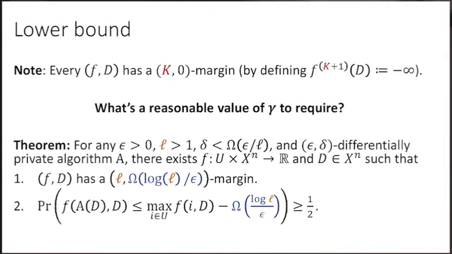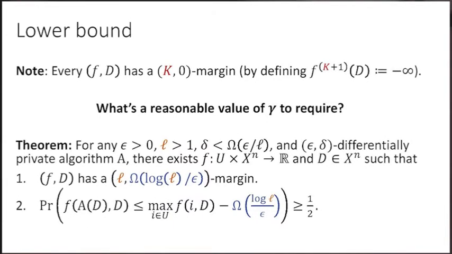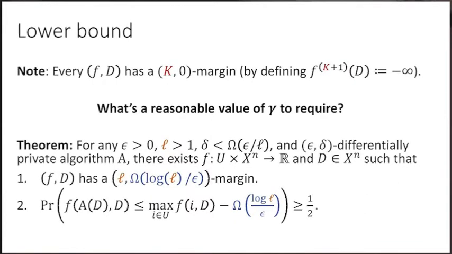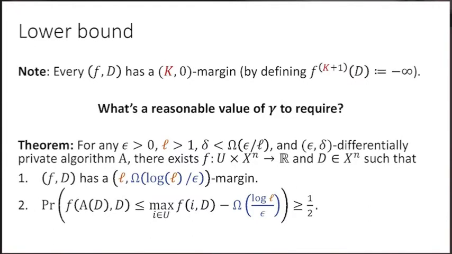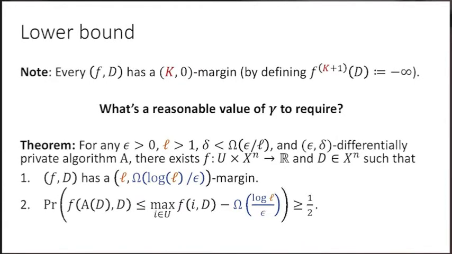There's going to be some kind of private maximization problem that satisfies this large margin property with the margin of log L over epsilon, for which any such differentially private algorithm will not get much closer to the max than this amount of log L over epsilon. So you have to be at least this far away from the max.